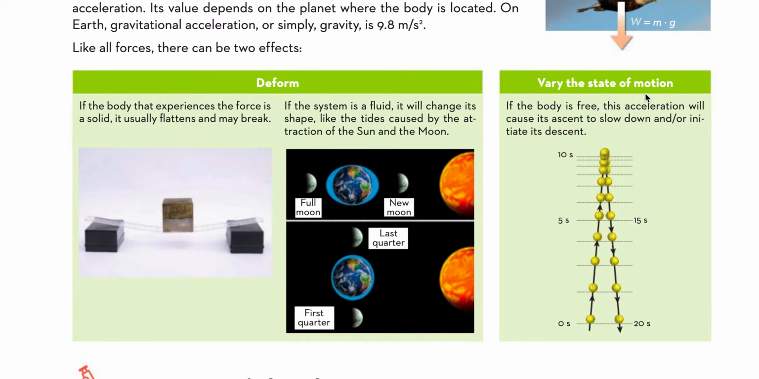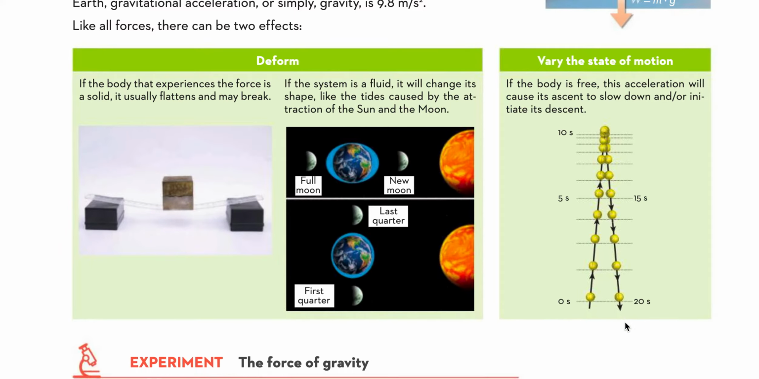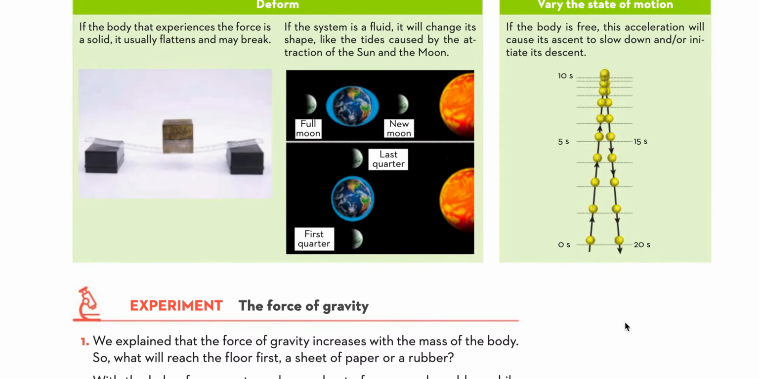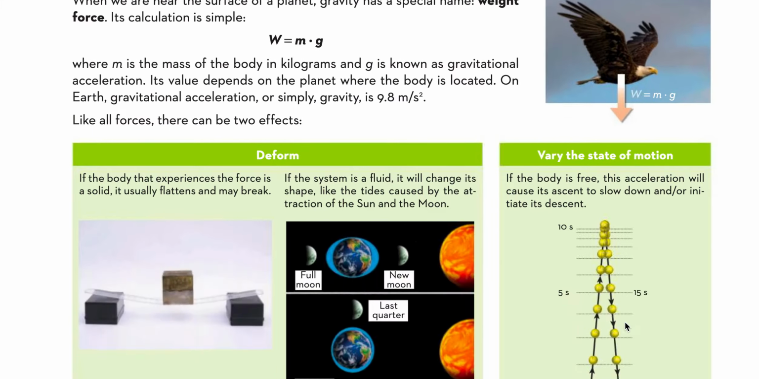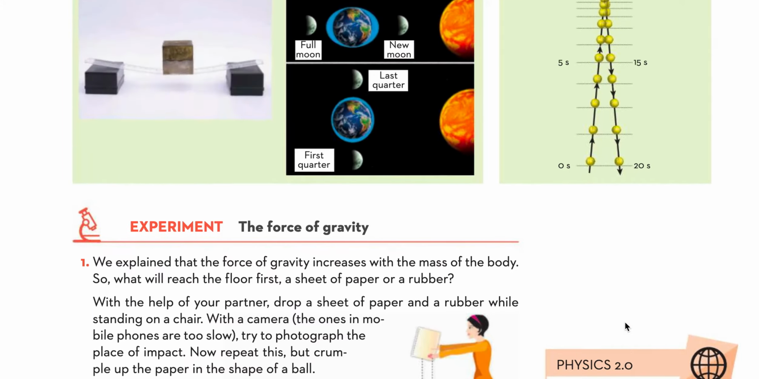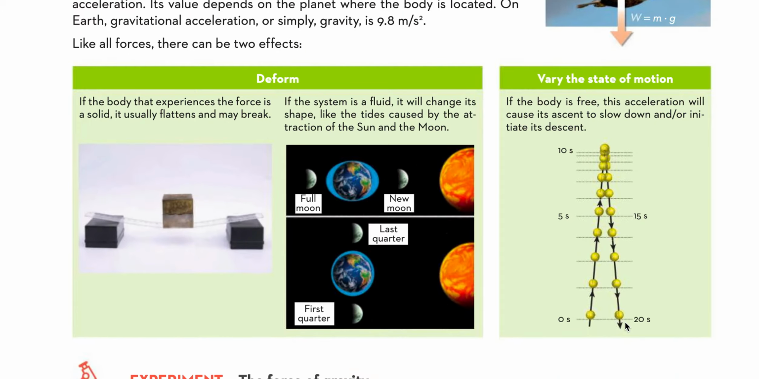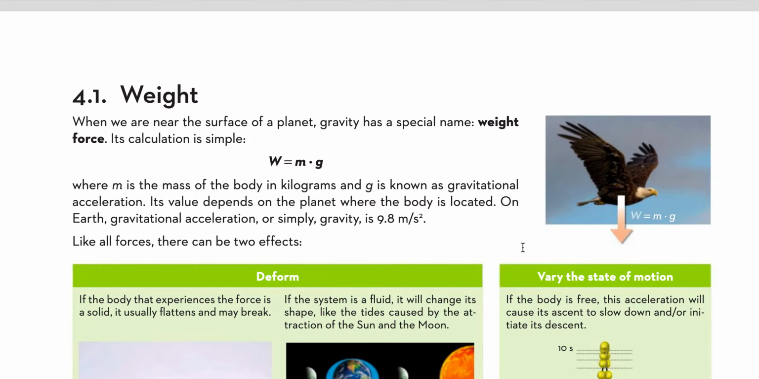Changing the state of motion is, for example, when you launch a body and then it goes backwards, it goes down again. That is because of the weight force and also the force of gravity. Basically, the weight force is the force of gravity on a body.